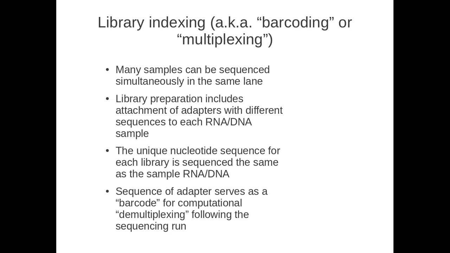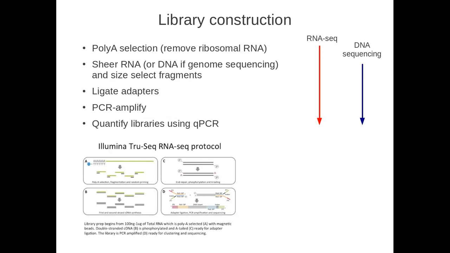So again, we use the barcode for computational demultiplexing after the sequencing run is done. This part is not terribly important for the purposes of this class, but it always helps to know a little bit about what's going on. The first thing that's really important to know about the cell when it comes to RNA-seq applications is that the cell is loaded with ribosomal RNA. These are the RNAs that go into the ribosome for translation, or the production of protein from an mRNA template.